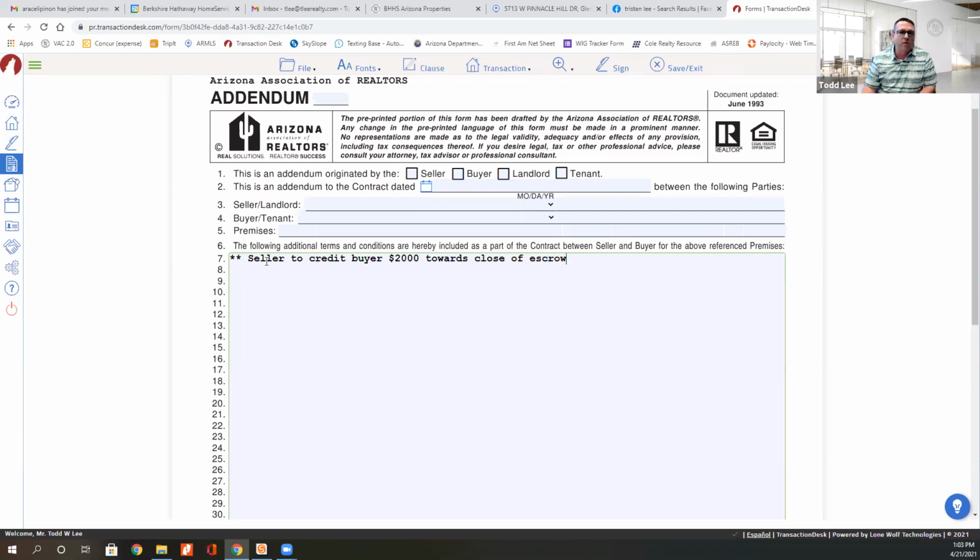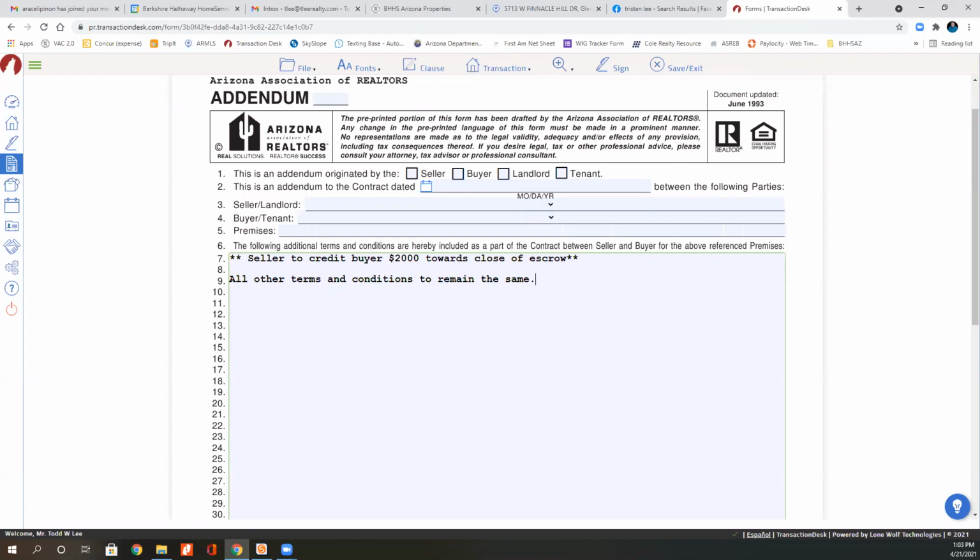and you can word that numerous different ways, but really that's all I wanted to show in there, is that that's kind of what I do. And then I always put underneath it a line to make sure everybody understands that all other terms and conditions are to remain the same. Does that make sense? Okay, yeah.